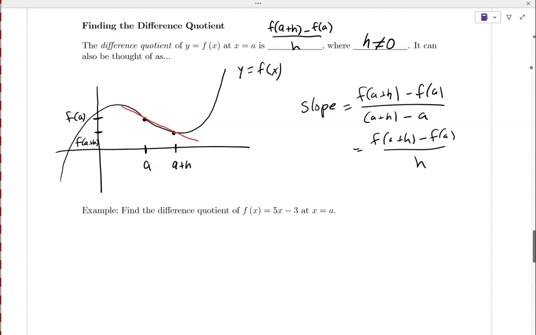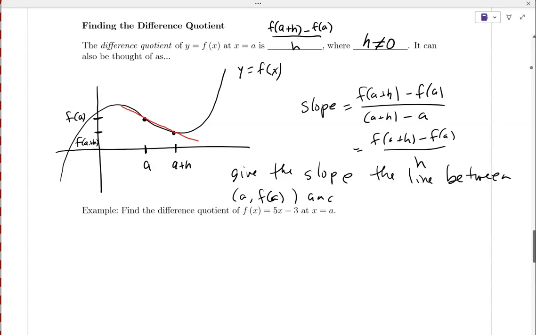So this difference quotient we can think of in a couple of ways, and like I said, we'll do an example of this next time. This difference quotient gives you the slope of the line between a, f of a and a plus h, f of a plus h. It's the slope of a line between those 2 points. We actually refer to that as a secant line for the function. It's important in calculus. Okay.